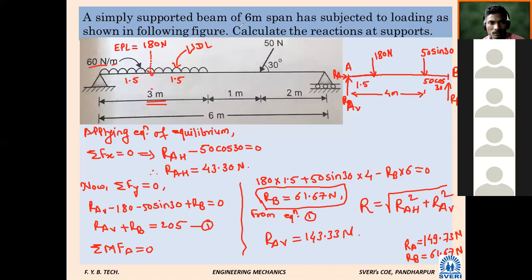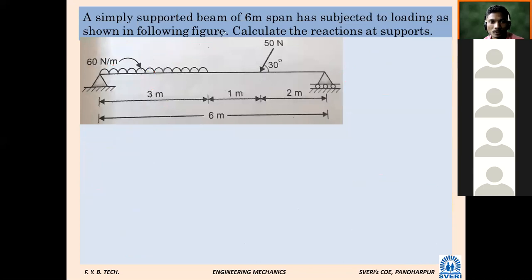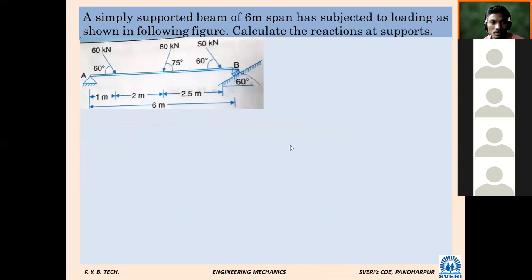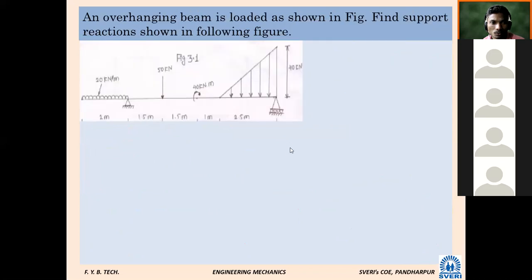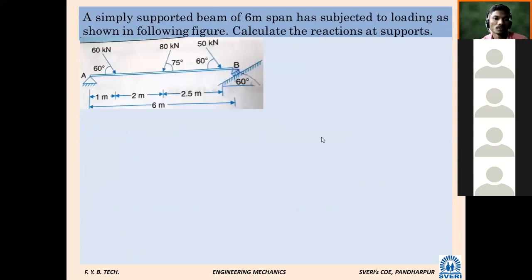Yes, sir. We will go next. Only two to three problems remain, then these beam problems will be over. Now read this. Can anybody read this problem? Rohan 72, will you read, or are you solving? Yes sir. A simply supported beam of 6 meter span is subjected to loading as shown in the following figure. Calculate the reactions at the supports.